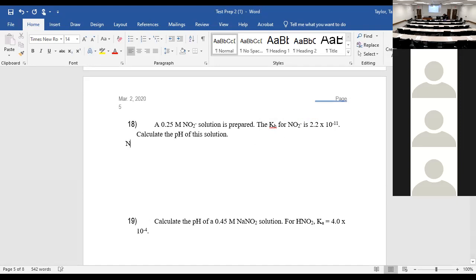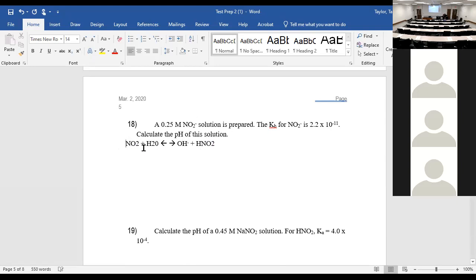Okay. So we have NO2- plus H2O. And that is reaching equilibrium. Remember, equilibrium is the double arrow that I can't make on the computer, but that's the best I can do. With OH-, and these will have the negatives, plus HNO2, which is the conjugate acid of NO2-. Okay, so we know that.